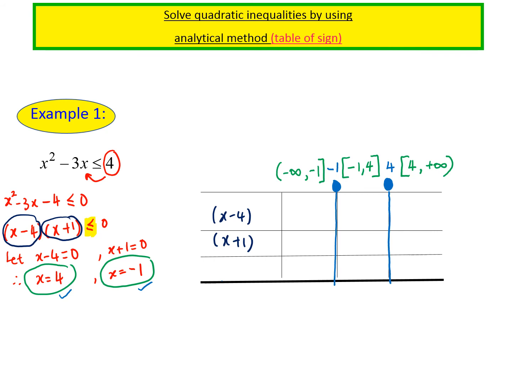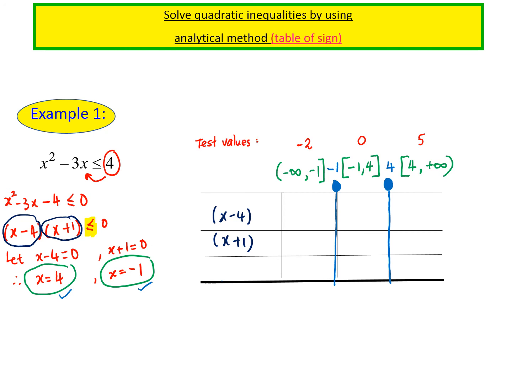Next step, for the table of sine, I will choose a number to play with. Inside this interval, between negative infinity and negative 1, I can pick any number. Let's say I pick negative 2. In the interval negative 1 to 4, I can choose any number. I choose the easiest number, that is 0. And for the last interval, 4 to positive infinity, let's say I choose 5. These are my test values. The red ones are my test values.